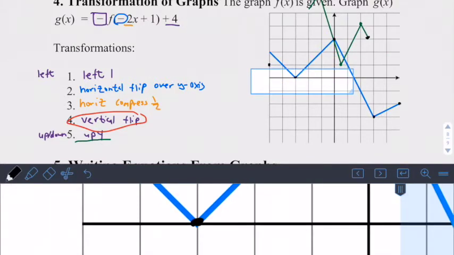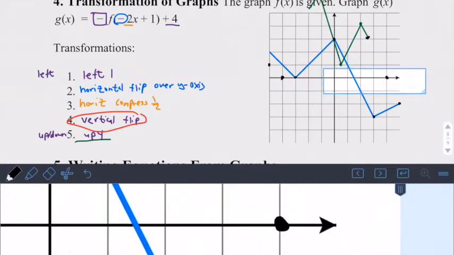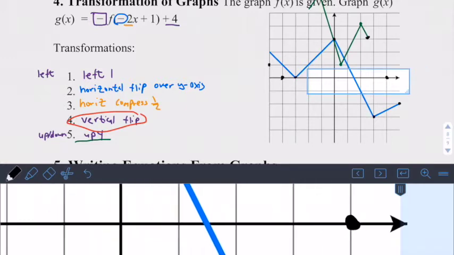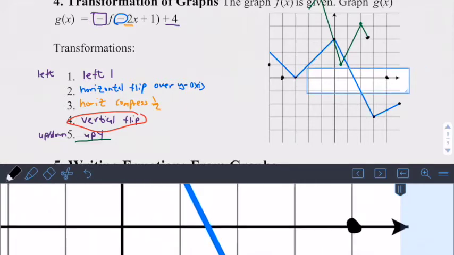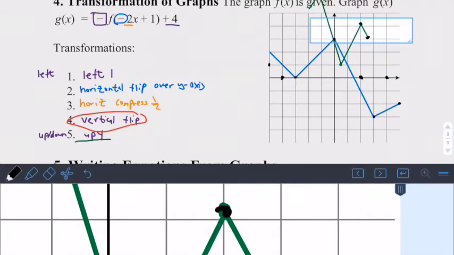Now I'm going to do all those transformations with this point. So I'm going to move it left 1. Then I'm going to horizontally flip it over the axis, so it's 4 away. So now I need to go 4 away over here. 1, 2, 3, 4. Horizontally compress it by 1/2, so it's half as far. It's 4 away, so half of 4 is 2. 1, 2 now. I'm going to vertically flip it while it's already on the axis, so it doesn't flip. And then I move it up 4. 1, 2, 3, 4. Here we are.